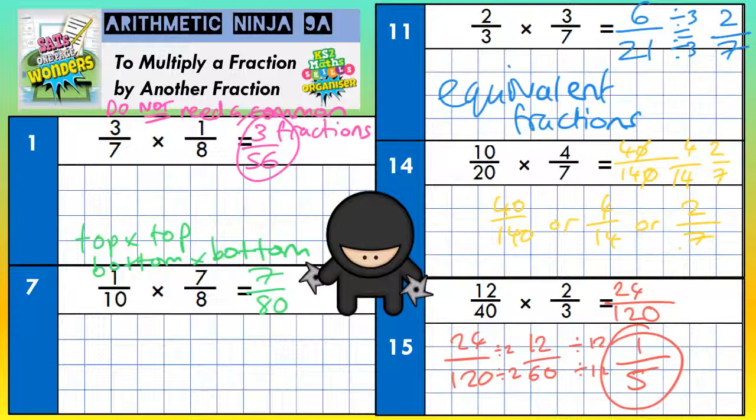So there you have it. Top times top, bottom times bottom. Simplify if possible. Now we've had a go at questions 1, 7, 11, 14 and 15. You go back and have a go at the ones we've missed. Good luck.